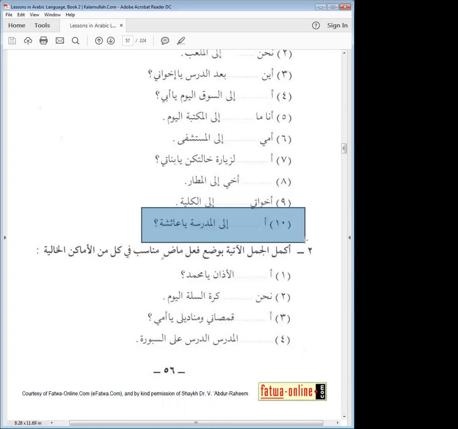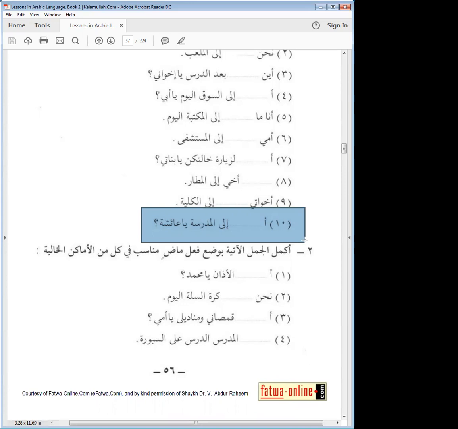something إلى المدرسة يا عائشة. So we're speaking to Aisha. Okay. So therefore we would use second person, feminine, singular. So we would say anti ذهبتي. So in this case, we would say ذهبتي إلى المدرسة يا عائشة. Right? Good. Any questions on this?